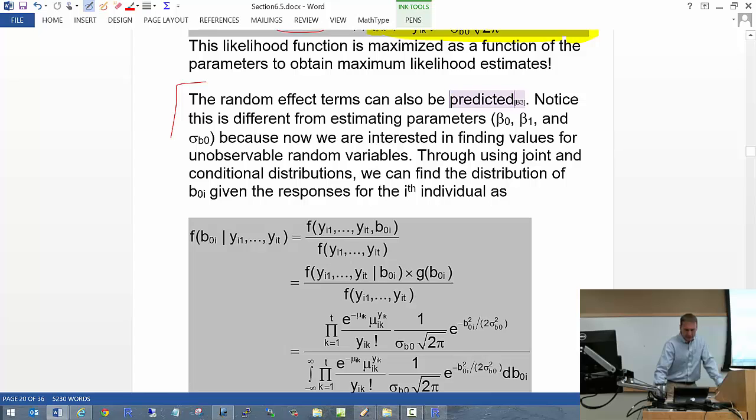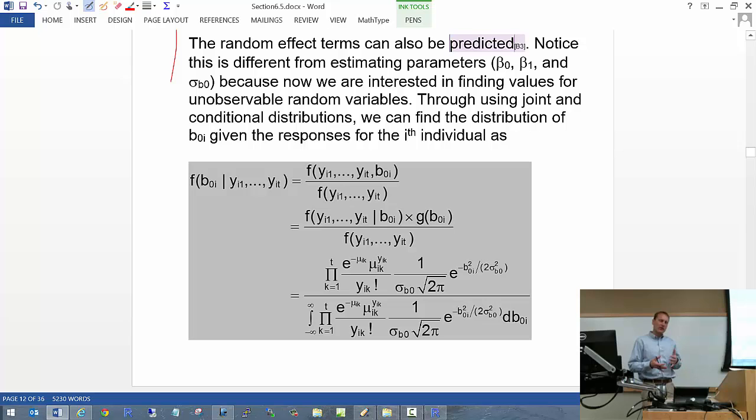Okay. So this, again, gets into a little bit more of the mathematical statistics involved here, and I'll try to explain it in an intuitive manner. You might think that if I want to predict what B is, it would be helpful to know the distribution of B given all my y's. So I can write out, for an individual, f of B_0i given the corresponding y's for that individual. Again, this is the longitudinal data example now.